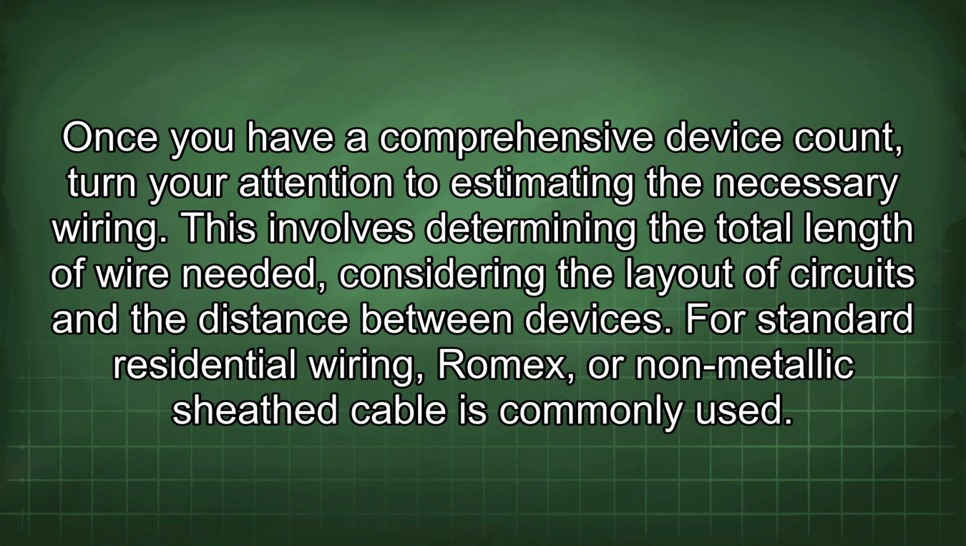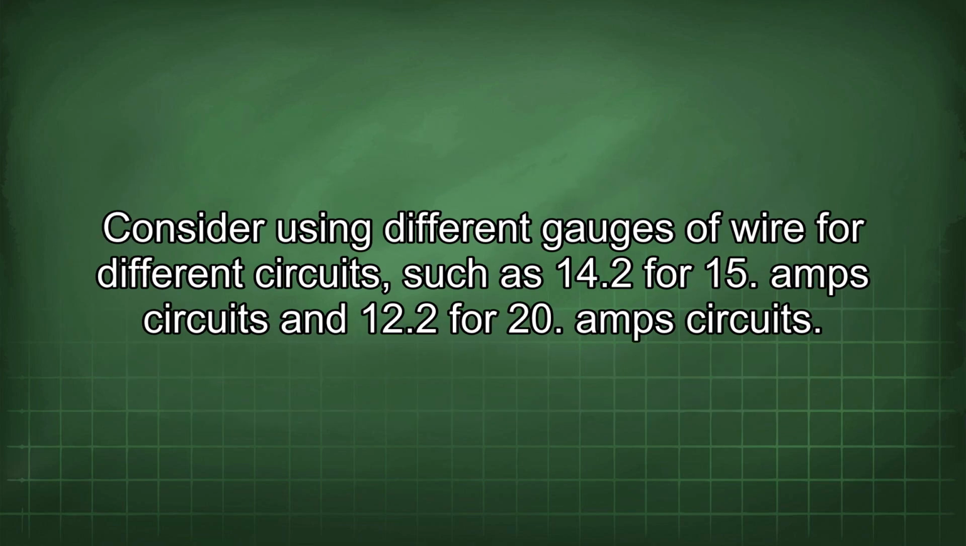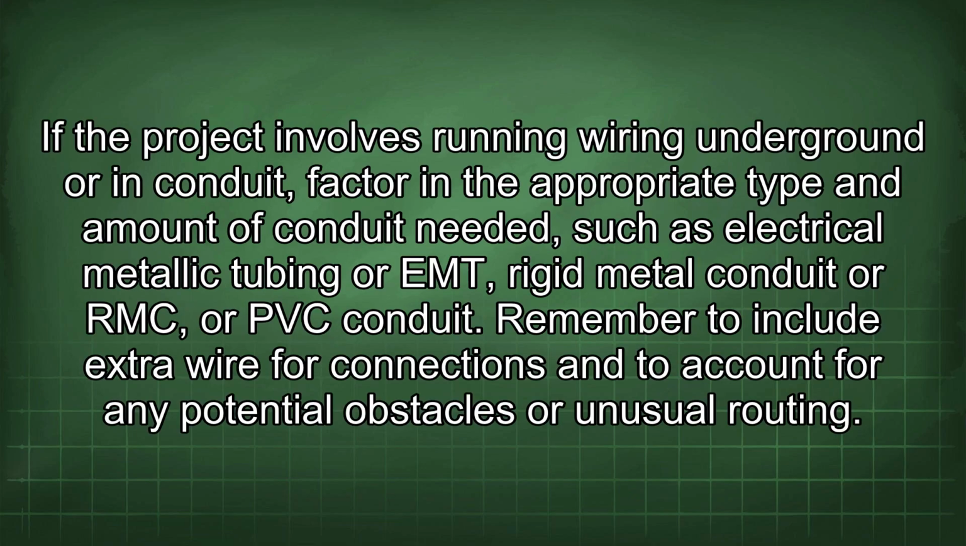Once you have a comprehensive device count, turn your attention to estimating the necessary wiring. This involves determining the total length of wire needed, considering the layout of circuits and the distance between devices. For standard residential wiring, Romex or non-metallic sheath cable is commonly used. Consider using different gauges of wire for different circuits, such as 14/2 for 15 amp circuits and 12/2 for 20 amp circuits. If the project involves running wiring underground or in conduit, factor in the appropriate type and amount of conduit needed, such as electrical metallic tubing or EMT, rigid metal conduit or RMC, or PVC conduit.